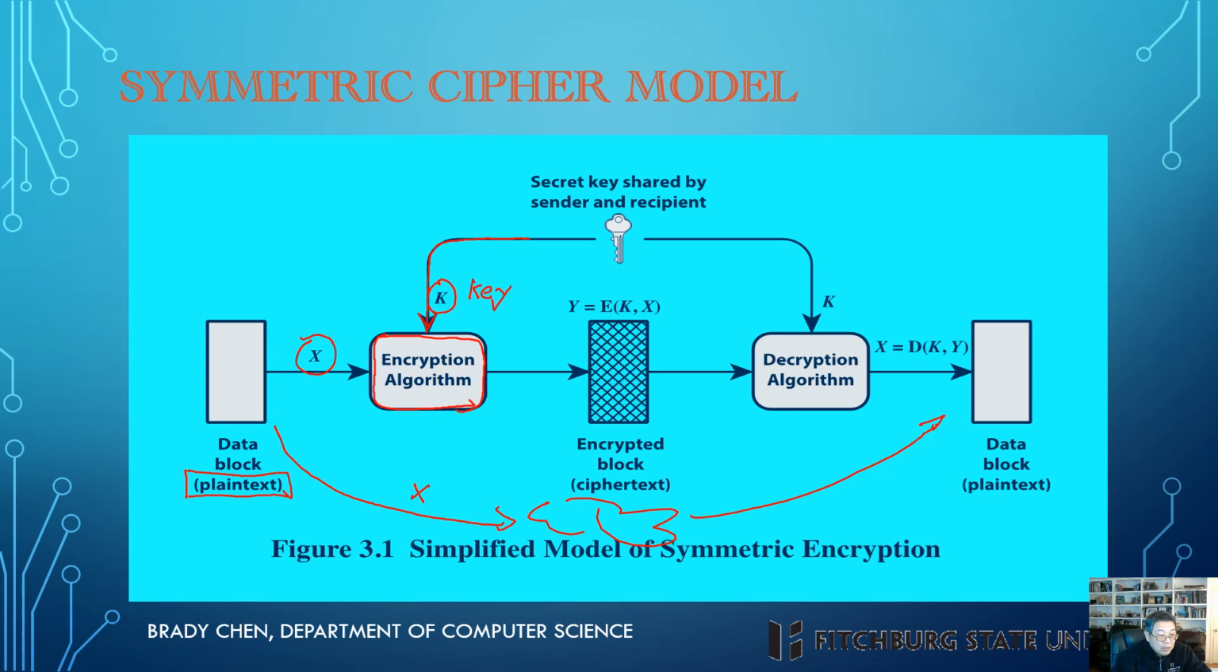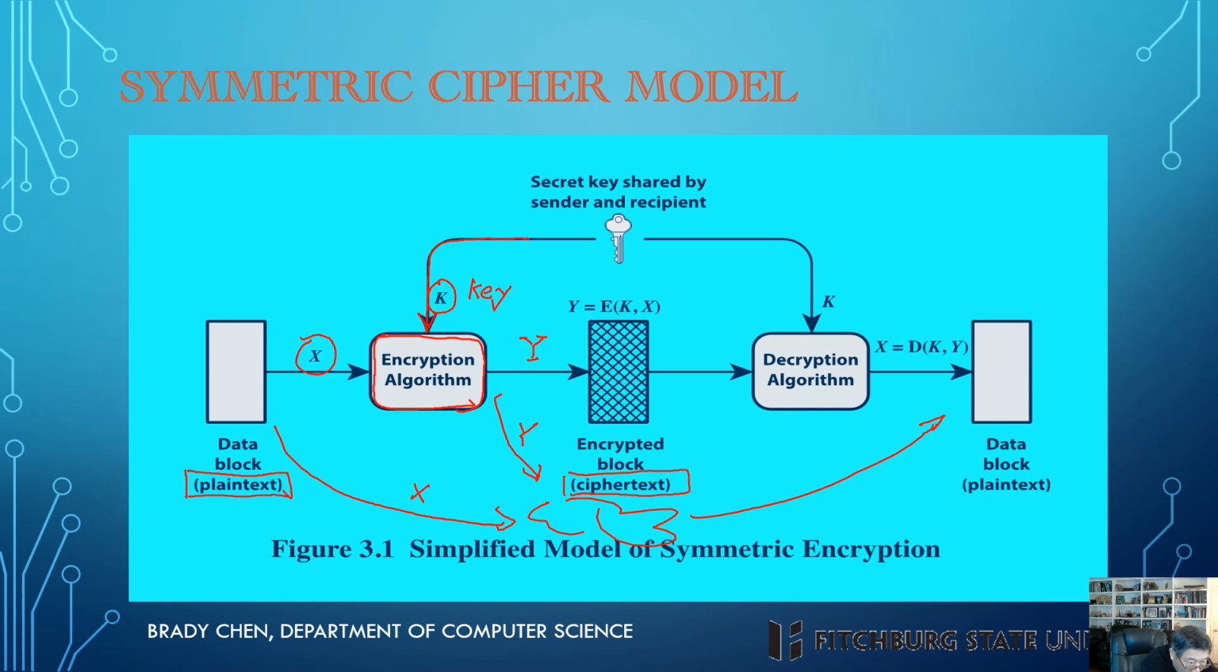So the encryption algorithm is going to take the plain text and mix it with the key. It will generate a new message, Y. Y is the ciphertext, or encrypted block. Y is unintelligible. So when you send this message Y to the cloud, hopefully it's safe, because whoever intercepts the message cannot read it.